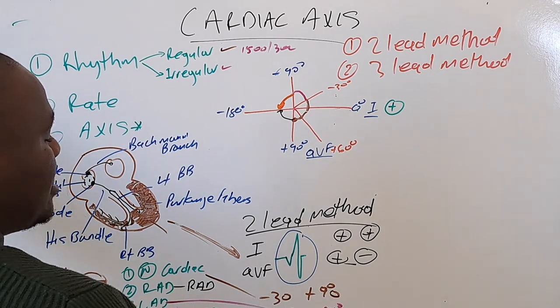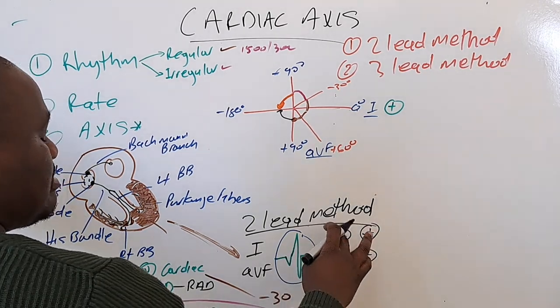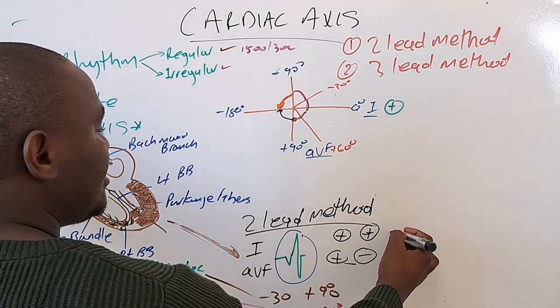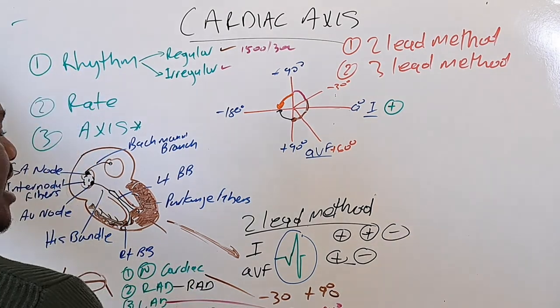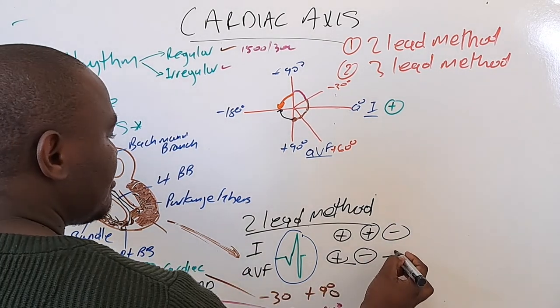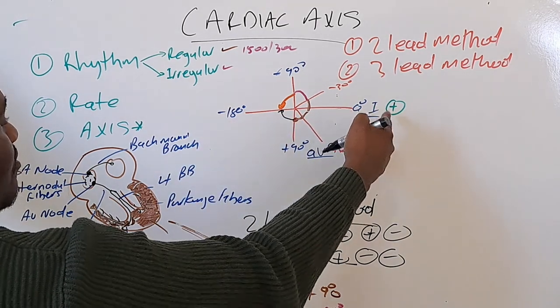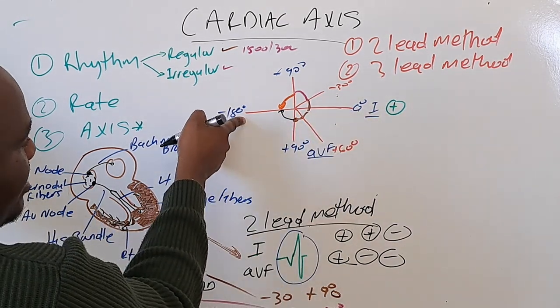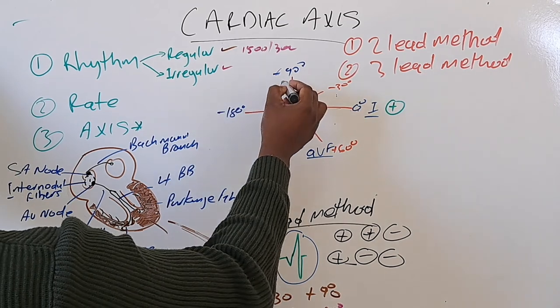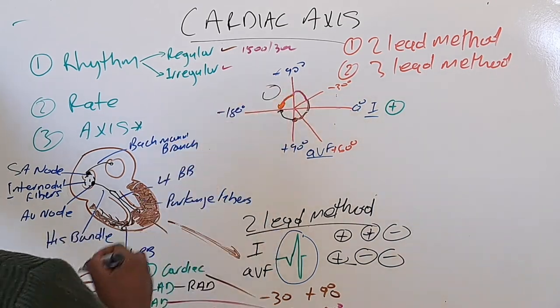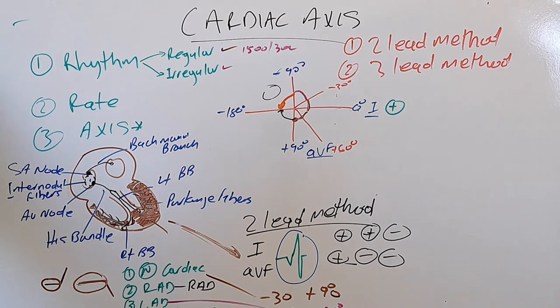Take another example. Say lead one has a negative deflection, and AVF also has a negative deflection of the QRS. So negative for lead one is this side, and negative for AVF is up here. So this is where you are. Your patient has an extreme axis deviation.